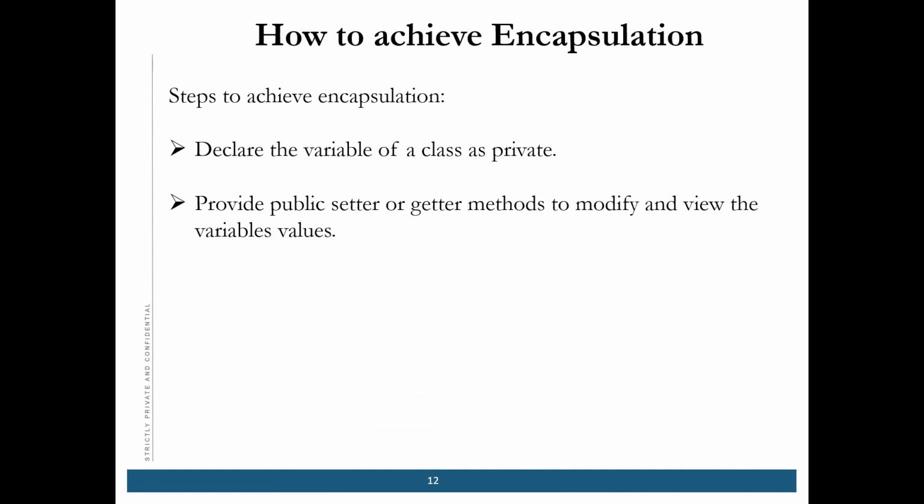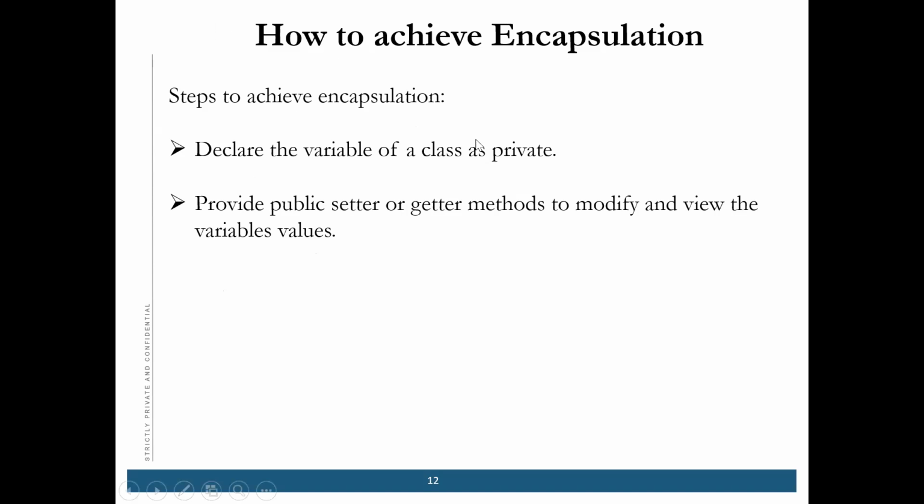Declare the variable of a class as private, and provide public setter and getter methods to modify and view the variable value. We cannot make those methods private or protected or default. We have to make them public. How we'll do this, we'll learn. But the way of achieving encapsulation is in these two steps.